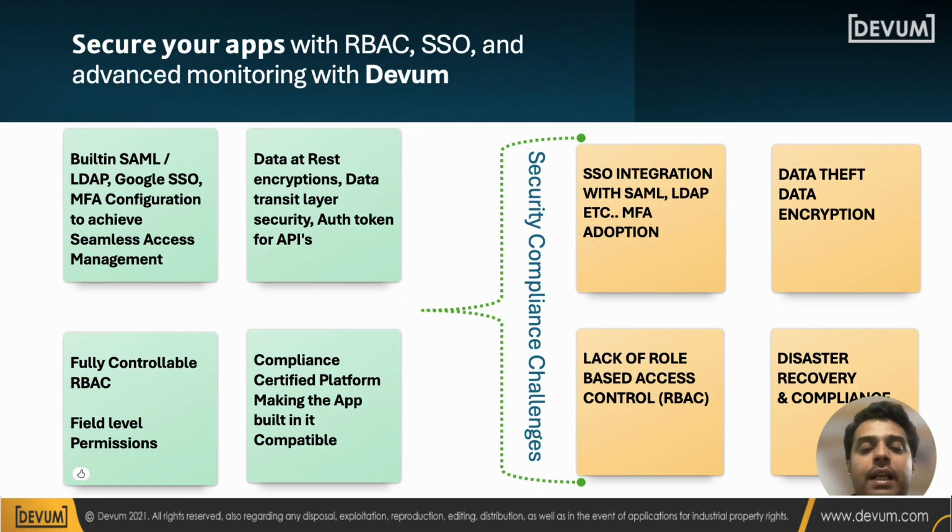Devum supports built-in SAML or LDAP integrations, Google SSO integrations, or MFA configurations, which are just parameters that need to be set for a particular application. Devum by default uses encryption for data at rest, also uses transition layer encryption, and provides fully controllable authentication tokens when you are exposing or importing data from third-party integrated applications. Devum comes with a fully controllable role-based access control system where you can define a custom role and map the permissions as deep as field level in a form.